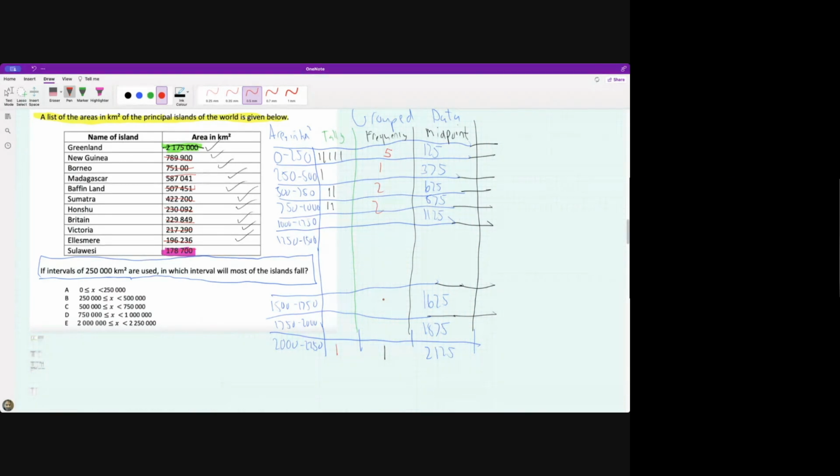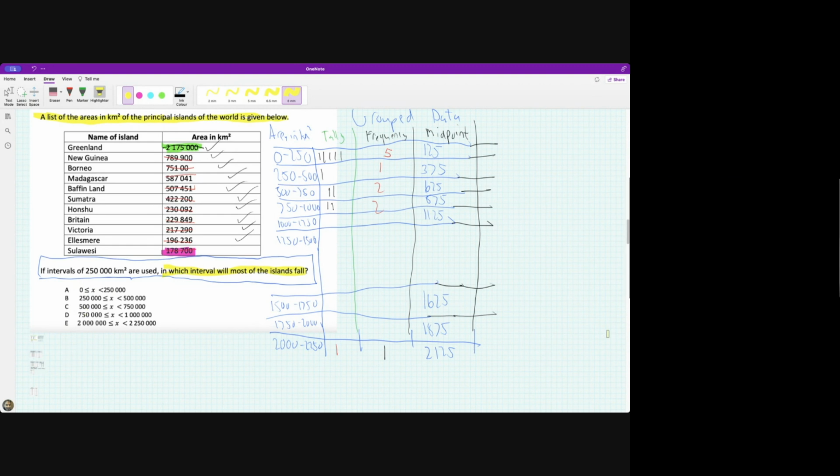Okay. All right. After all that work by Mr. Skitter, let's try and answer this question. It says, which interval will most of the islands fall in? A, B, C, D, or E? Which one do you think most of the islands are going to fall into?